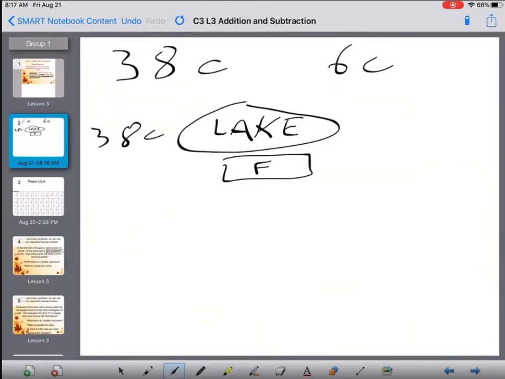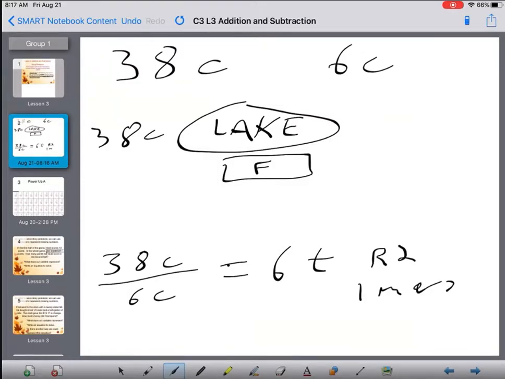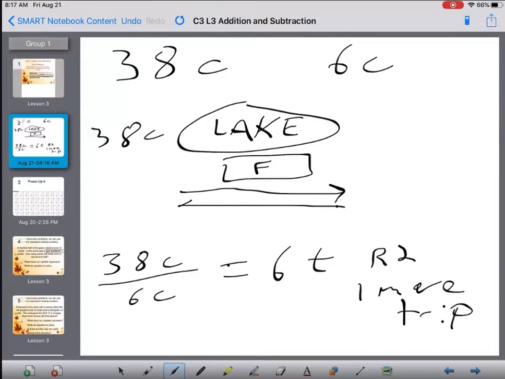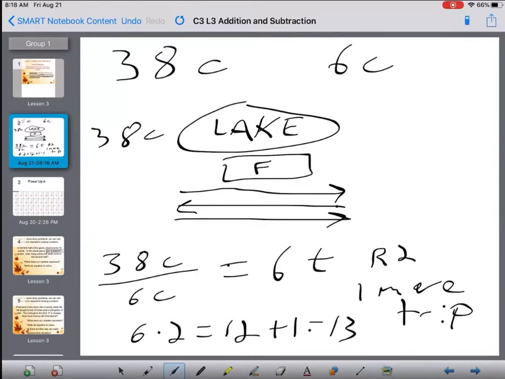All right, so let's see here. I'm going to do 38 cars divided by 6 cars. That's going to be 6 trips, and then there's a remainder of 2, so that's going to require 1 more trip. What we notice, though, is that on a trip you have to go across the lake, drop off the cars, and then go back. We had that 6 times, so that should give us 12. And lastly, we had 2 cars left over, so we have to go back there again. So plus 1 more trip equals 13 total trips.